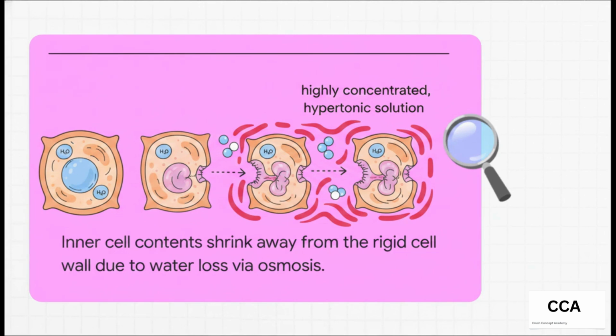When a plant cell gets dropped into a highly concentrated, hypertonic solution, it loses water through osmosis. The inner contents literally shrink and peel away from the rigid outer cell wall. This is exactly why plant cells need that tough outer cell wall made of cellulose in the first place. It gives them the structural support to survive those extreme environmental stresses without just collapsing entirely.